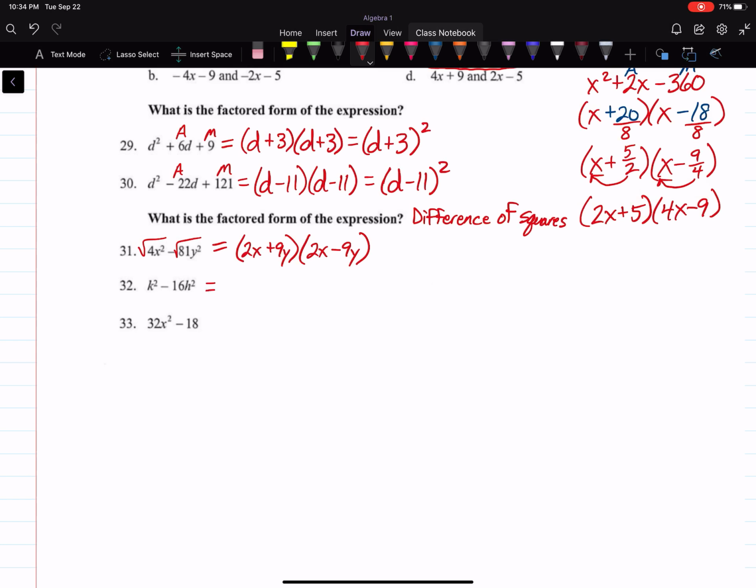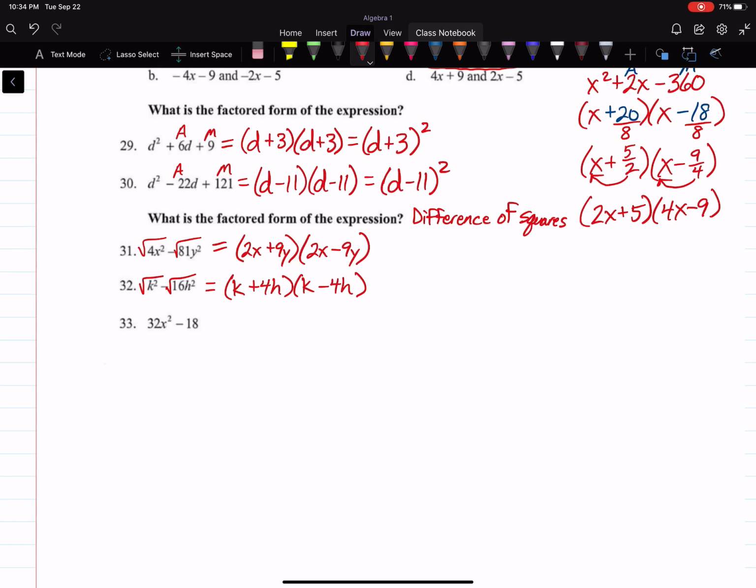Okay, so this one again, perfect squares. So take the square root, take the square root. That would be k and k. 16h squared would be positive 4h and negative 4h. You do the positive and negative of the one that you're subtracting.